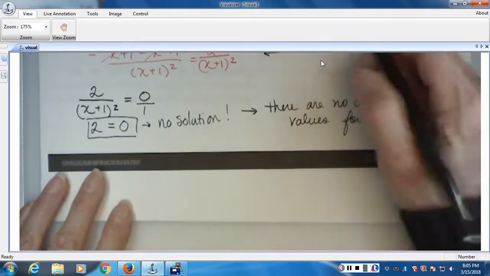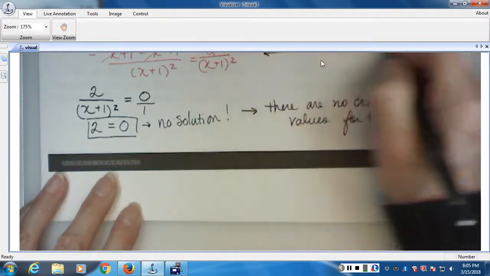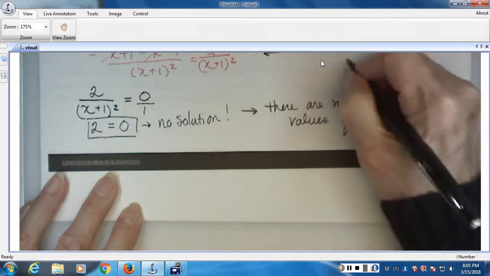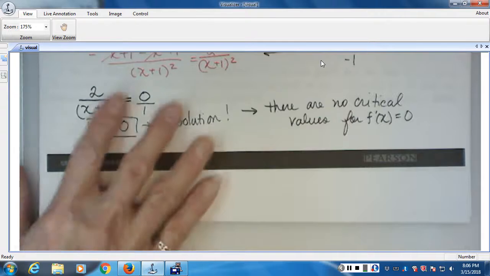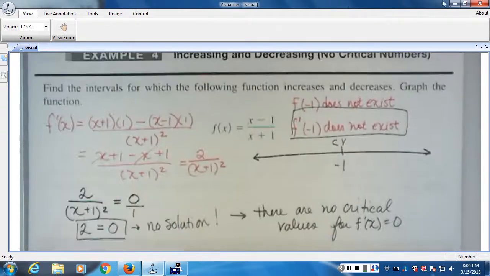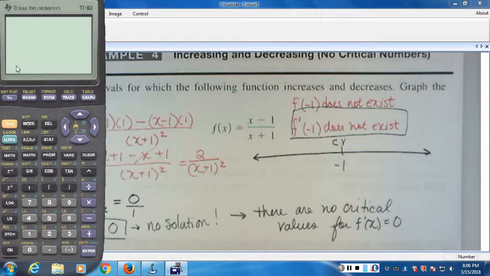So our critical number actually is -1, and it's the only one we've got. That's where the asymptote is. That's our critical value, and we're going to look and see what the function's doing on either side of it.